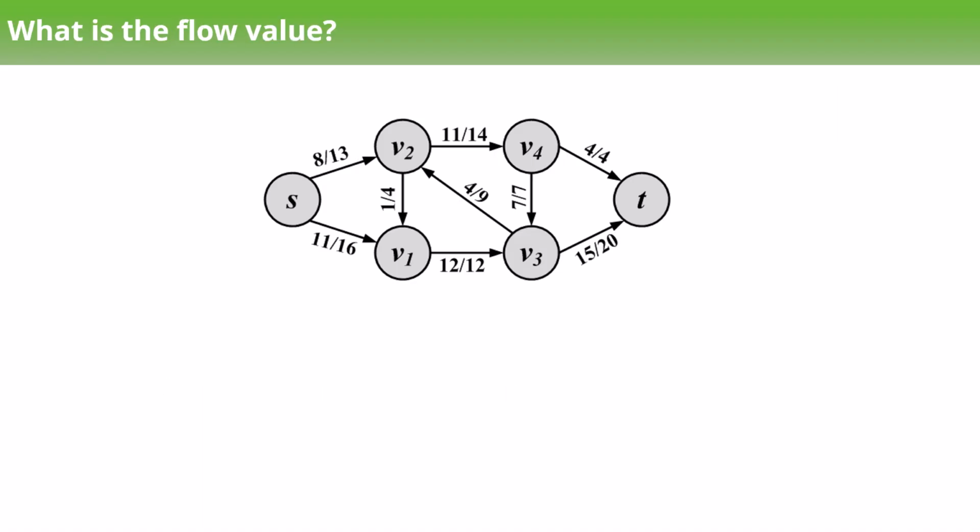And then what is the flow value? In this example, from the source 11 plus 8 equals 19 units leave. At the sink, 4 plus 15 equals 19 units arrive. Therefore, flow value equals 19. This means the network is currently transporting 19 units.